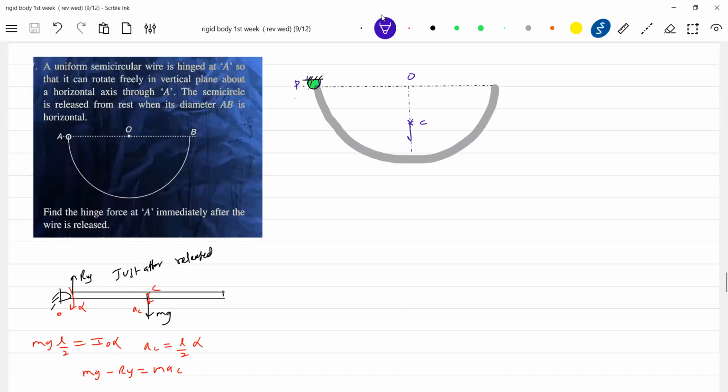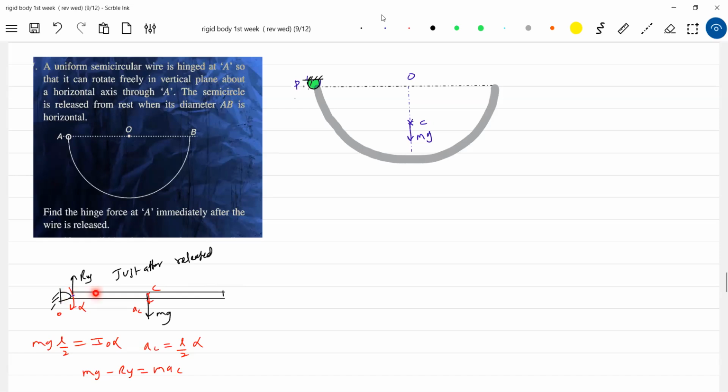Weight of the wire, this will be mg. Here, why is there no reaction along the x-axis? That's the primary question. If you can ask that, problem solved. No force along the x-axis, because there is nobody to pull this rod radially outward or to push this rod radially inward. If I give angular velocity, there will be reaction. Please check in notes. I think we have discussed this long back.